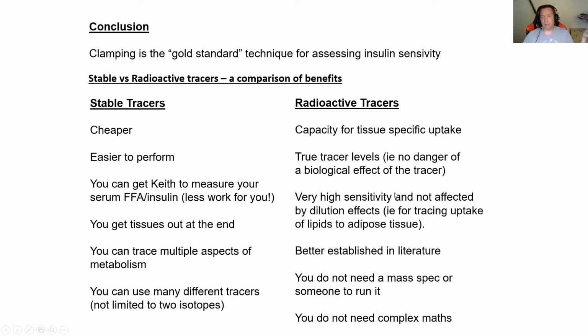Whereas with radioactive tracers, the really big advantage is the capacity to use deoxyglucose for tissue-specific uptake, and I've not covered that today. It also has an advantage that you're using it at true tracer levels. When we use stable glucose, for example, we may be putting in as much as 10% of the mouse's blood glucose turnover. With radiation, it will be sub 0.1% because radiation is so much more sensitive than stable isotopic measures.